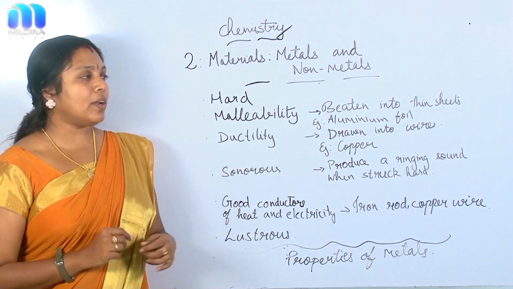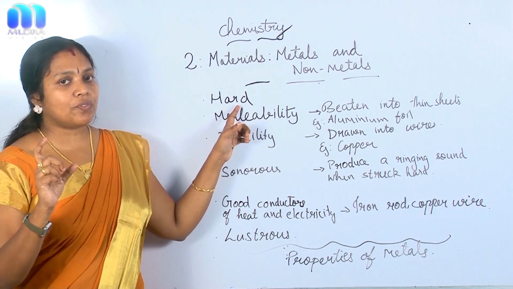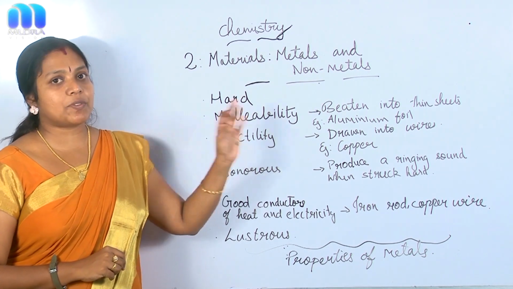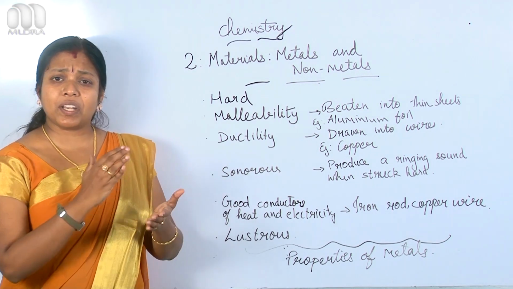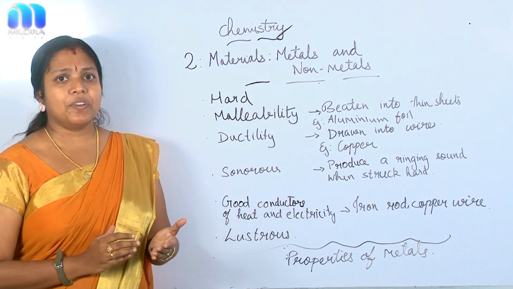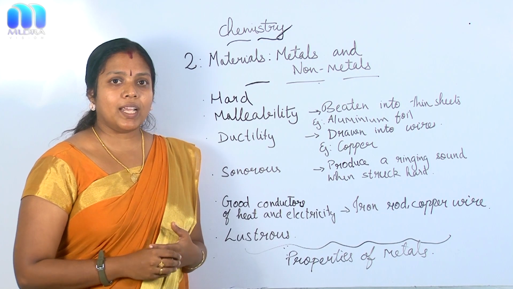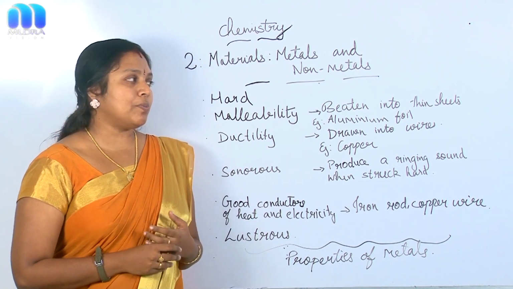Okay, once more, hard in nature. Most of the metals are hard in nature. Exceptional cases are there: sodium and potassium. They are very soft and we can even cut them with a knife. And next one, mercury, it is liquid at room temperature.